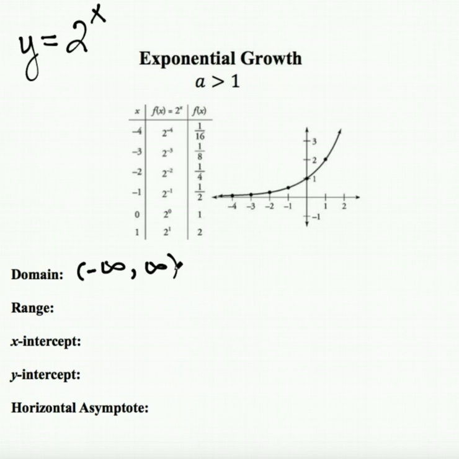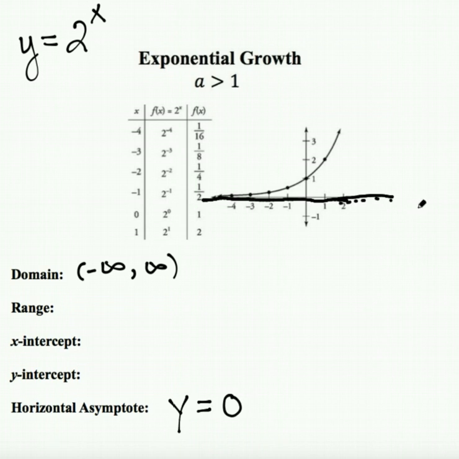Then I'm going to jump down to what's called the horizontal asymptote. We talked about this previously. The horizontal asymptote is that imaginary horizontal line that the graph never crosses. So you can see that we're talking about, in this case, the x-axis. So the horizontal asymptote is y equals 0, the x-axis, this horizontal line right here.